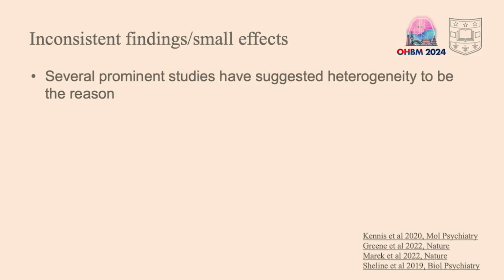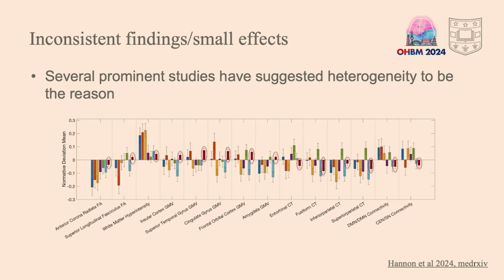So I don't think anyone's going to be surprised that I'm basically purporting that, at least in some part, these disease sources of heterogeneity are the reason for these small effects or inconsistent effects. And I'm not the first one to do this. Several prominent studies have mentioned this. But I did actually show it. Oh, that's so blurry on the big screen. Okay, anyway, I think it's still readable though.